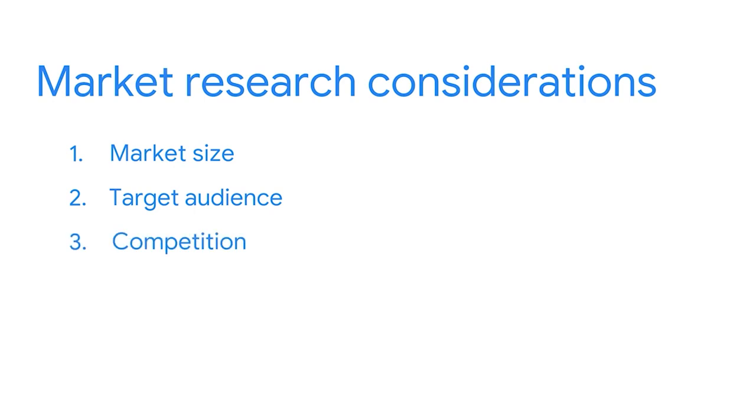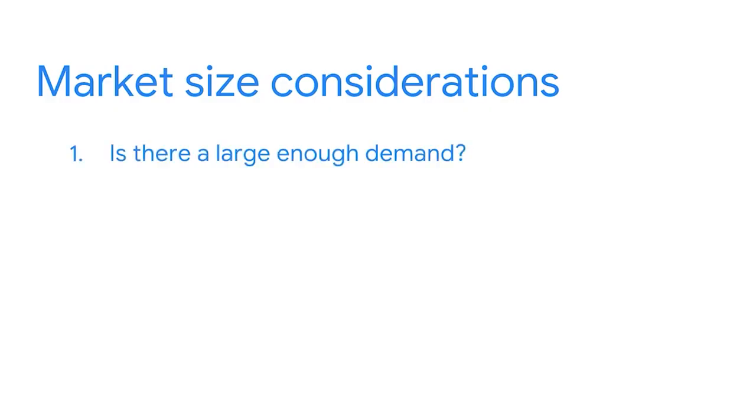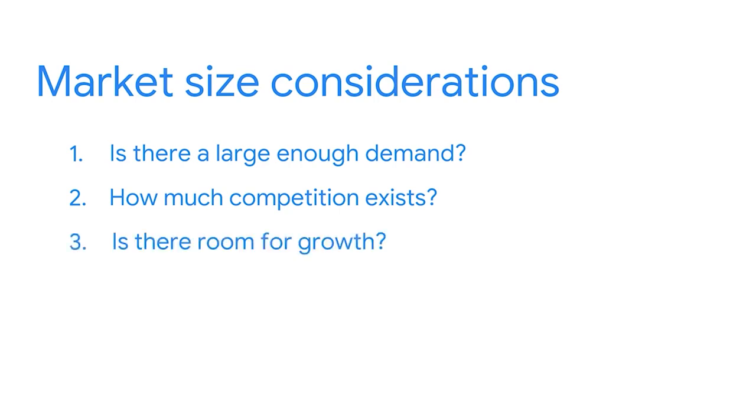Now that you understand primary and secondary research, let's move on to the types of information you need to gather when you're doing market research. There are three main areas you want to focus on: the market size, target audience, and competition. First, let's cover market size, which is the total number of potential customers within a specific industry. In determining market size, here are the questions you're looking to answer. Is there a large enough demand for the type of product you're selling? If so, how much competition exists in the market already? Is there room for growth?